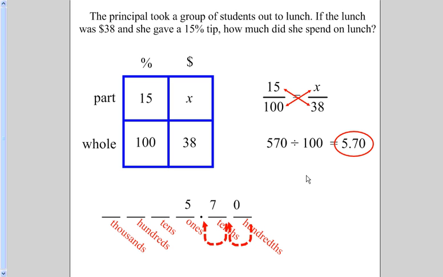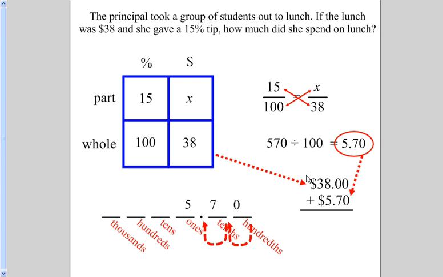But the question asks, how much did the principal spend on lunch? She had to spend $38 to the restaurant, and she had to spend $5.70 that she had to give to the service person for the lunch, for the work that they did. So how much is that altogether? And that's what we need to find out by adding.